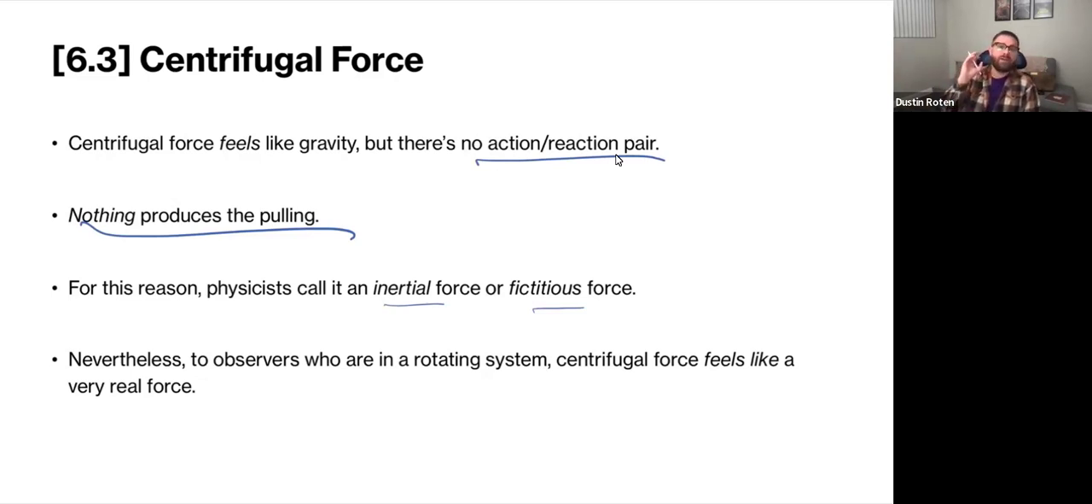But nonetheless, observers who are in the rotating system or the turning system, like if you're riding in the car, the centrifugal force feels like a very real force. Now, if we're standing outside the car watching, we can be like, oh, look, the car door is providing the normal force to hold this person in the curve, right? We can see that happening when we're out watching the whole scenario. But when we're riding along inside, we don't get to see that rotation. We just feel something pushes up against the door.